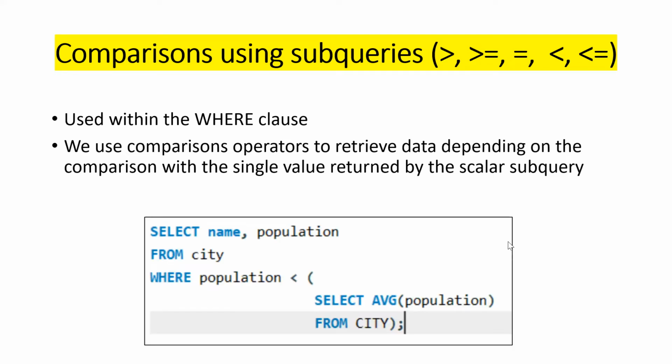We select the name and the population from a table which is called city, where the population is less than the average. So we have a table which is city, and we want to select all the cities that have a population less than the average. So select average population from city, which is the subquery, will return a single value, and we compare the population of each city with this single value.